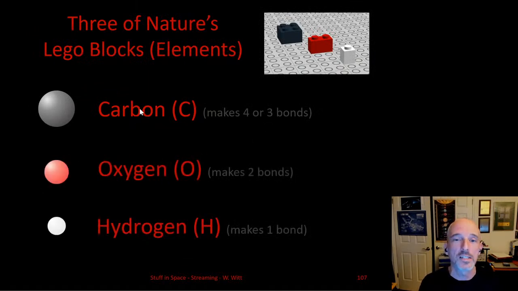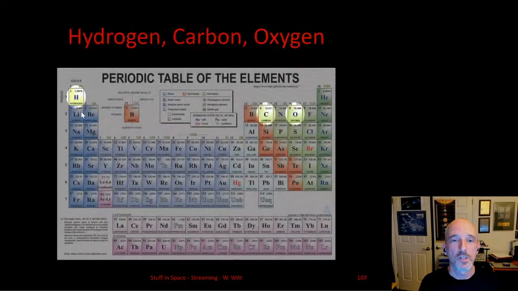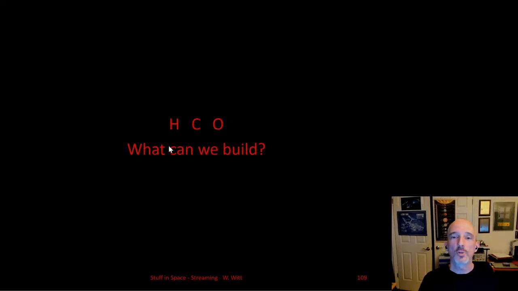I want to focus on these three for the moment: carbon, oxygen, and hydrogen. Carbon is like a Lego block that has 4 little nubs. It can snap together with 4 other things, oxygen with 2 other things, and hydrogen with 1 other thing. These are the ones on the periodic table. So let's ask the question: if we use HCNO, what can we build?